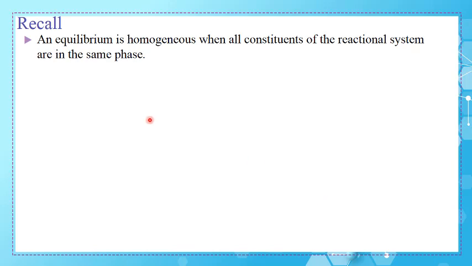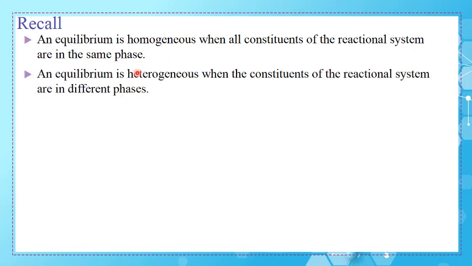We said that an equilibrium is homogeneous when all constituents of the reactional system, it means reactants and the products, are in the same phase. However, an equilibrium is heterogeneous when the constituents of the reactional system are in different phases.